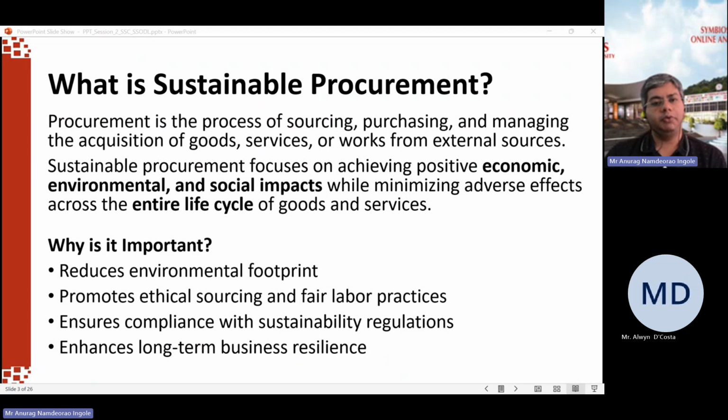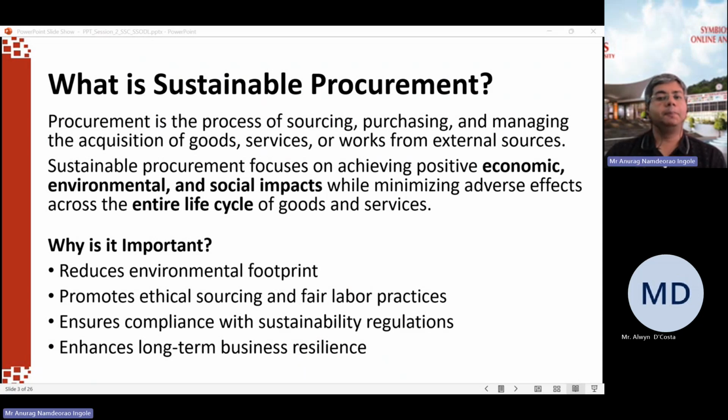So we have seen what procurement is. Then what is sustainable procurement? We have seen what a sustainable supply chain is, where the three pillars were economic sustainability, environmental sustainability, and social sustainability, right? Similarly, this applies to sustainable procurement also: it focuses on achieving positive economic, environmental, and social impacts while minimizing adverse effects across the entire life cycle of goods and services.